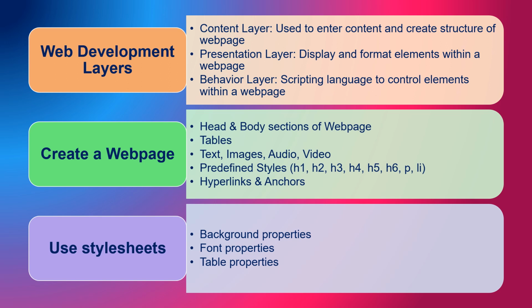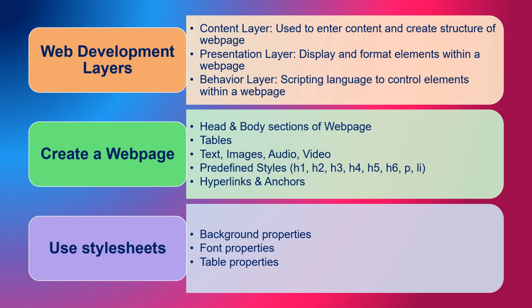So this is a syllabus overview of what we'll be learning in the coming slides. First up is web development layers. This is something you need to remember because it even is asked in the theory paper. So we have three web development layers: the content layer, the presentation layer, and the behavior layer. Now the content layer consists of the text, the images, how the whole web page is structured and linked together. So it's the content layer which is created using HTML.